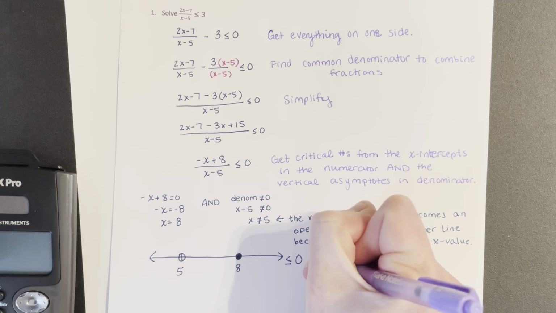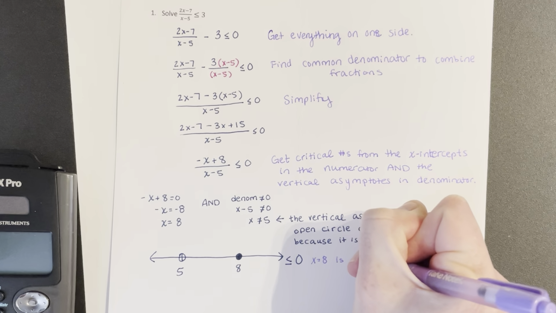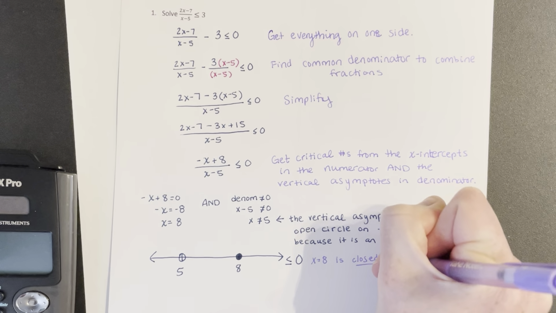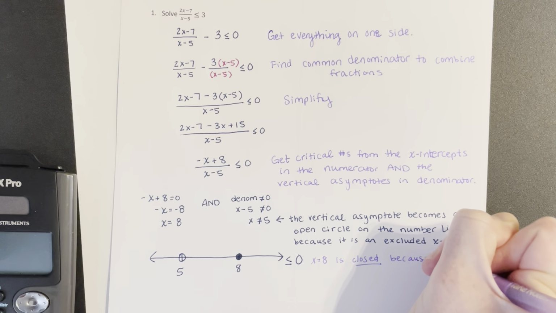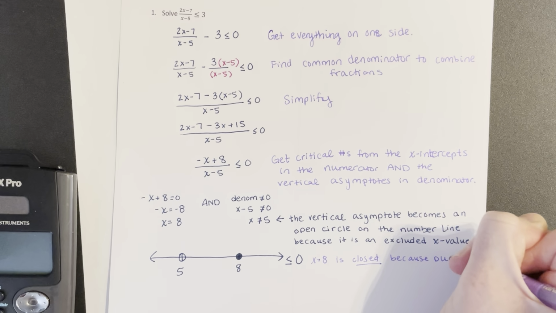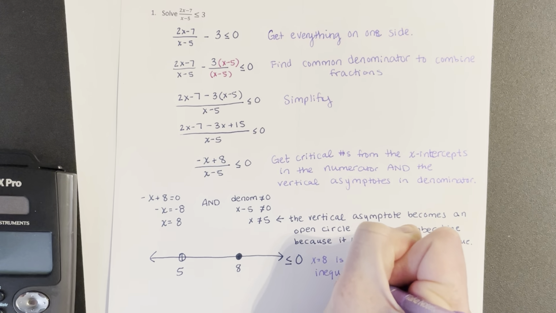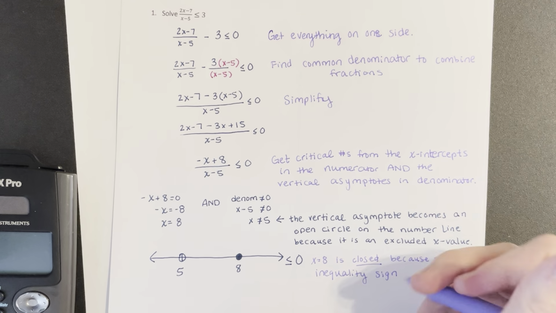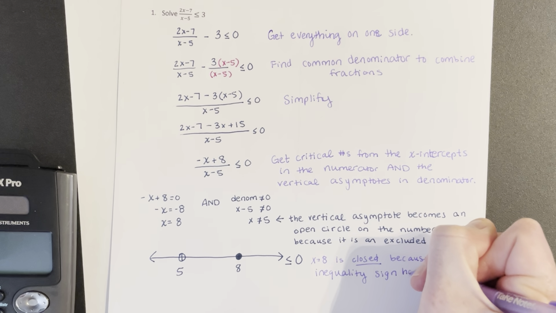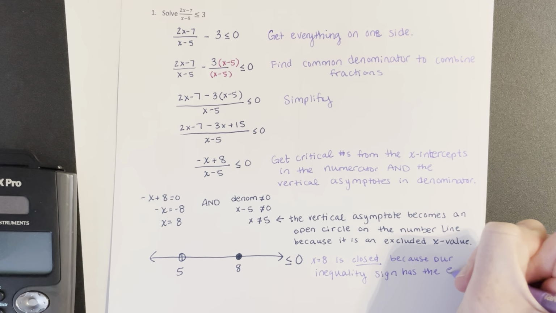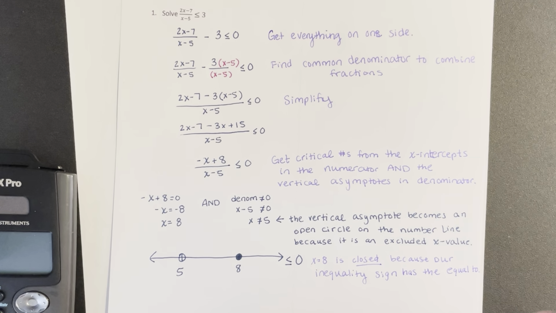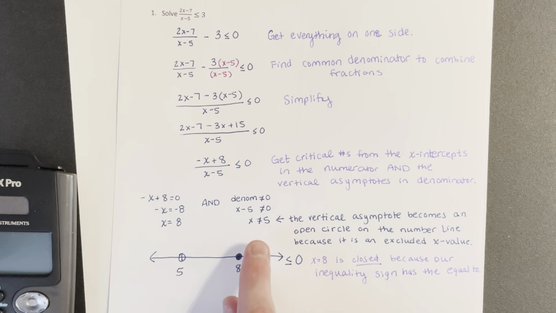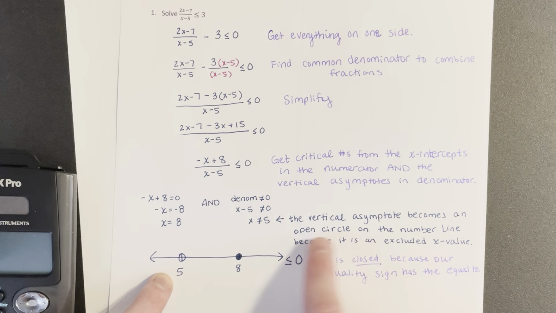So x equals 8 is closed because our inequality sign has the equal to. If it had been strictly less than 0, we would have had an open circle at 8 as well. But your denominator pieces will always be open no matter what, because those are our excluded x values.